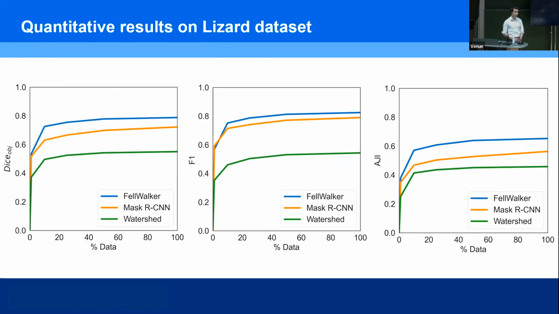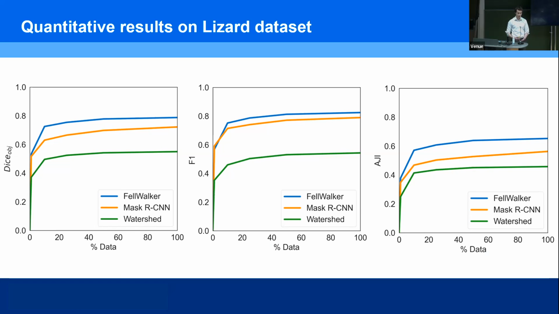So let me just show you some results from our experiments. What we can see is the three different metrics plotted on a graph. The x-axis is the percentage of data that we used. So we were interested to see how our model performs across varying amounts of data used, all the way from 1% of the data, which is about 40 images, all the way up to 100% of the data, which is about 5,000 images.